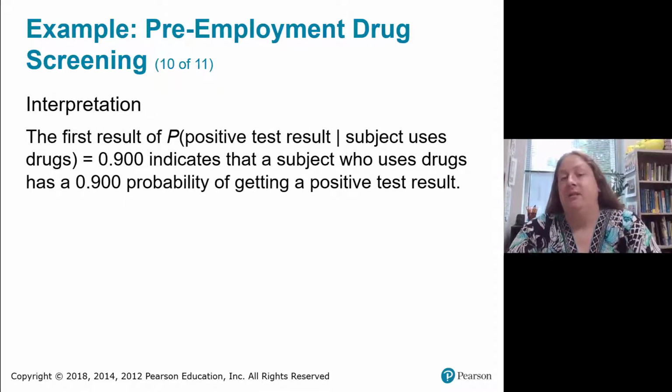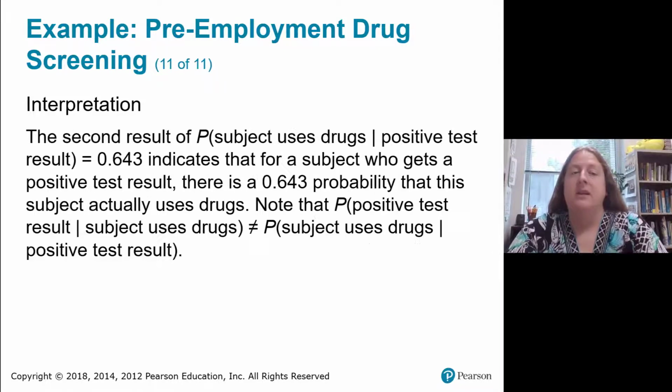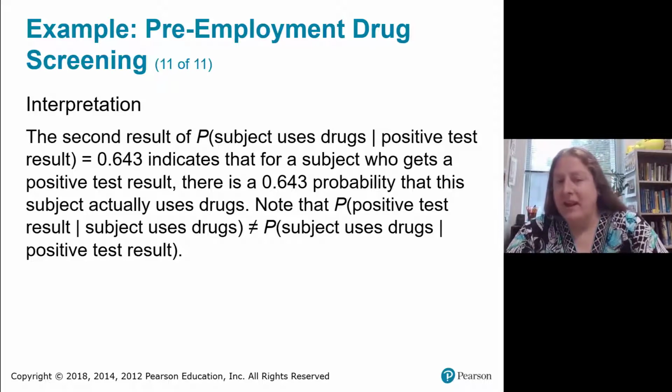So interpreting both of these results together, with our first result, we had a probability of a positive test result given that the subject uses drugs of 0.900. This indicates that a subject who uses drugs is fairly likely to have a positive test result. Now, with our second result, the probability that a subject uses drugs given a positive test result is 0.643, which indicates that for a subject who gets a positive test result, it's likely, but not super likely, that the subject actually uses drugs.